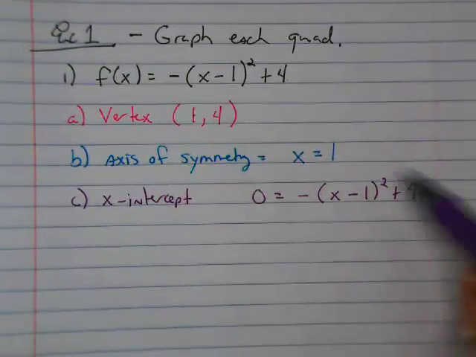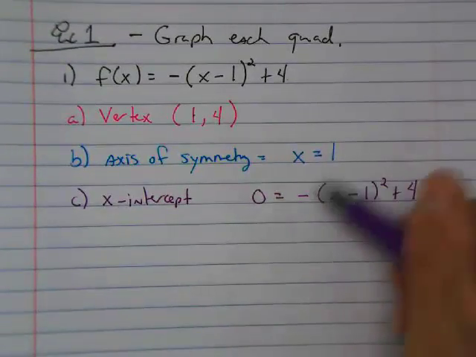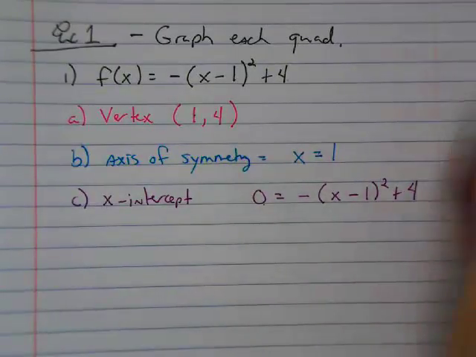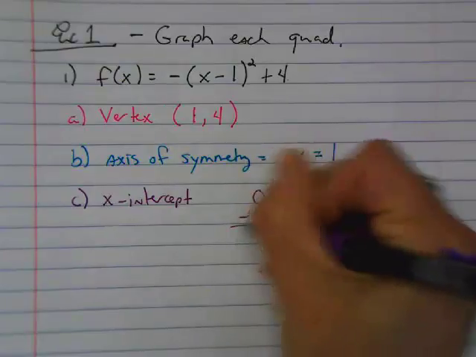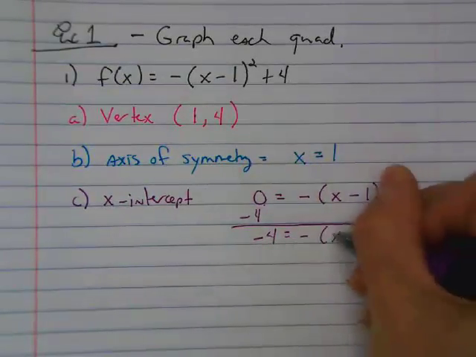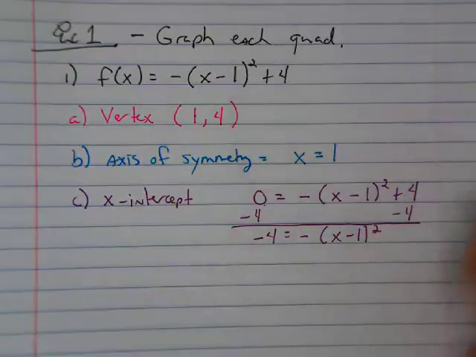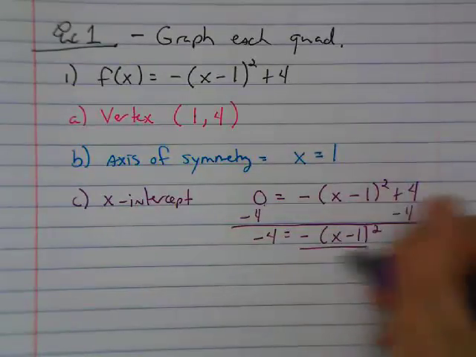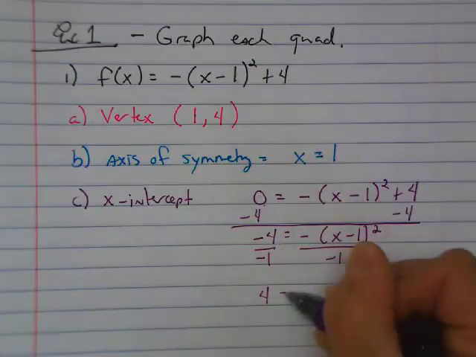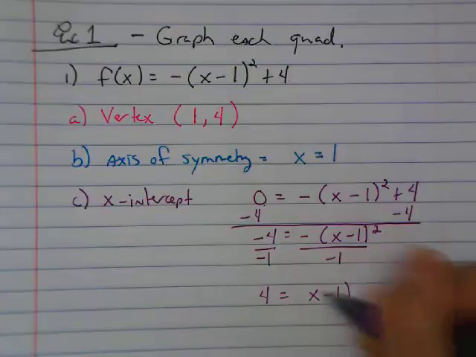Alright, so I'm going to go ahead and just start, because this is going to square it, I'm going to try to isolate this term. So I'm going to subtract 4 from each side. So I get negative 4 is equal to negative x minus 1 quantity squared. Now I'm going to go ahead and divide by that negative 1. So that way I can get rid of that, and I get 4 is equal to x minus 1 squared.